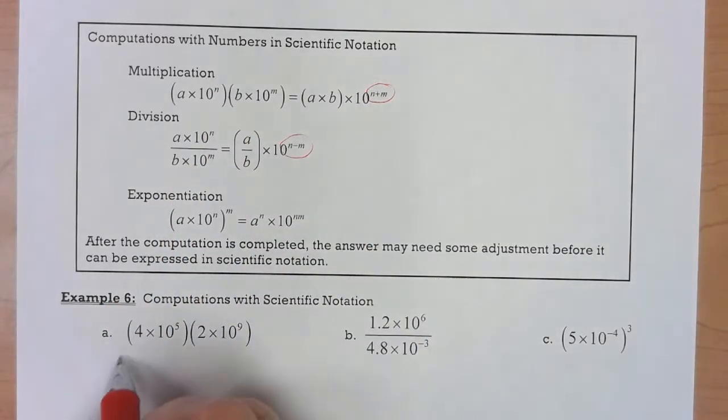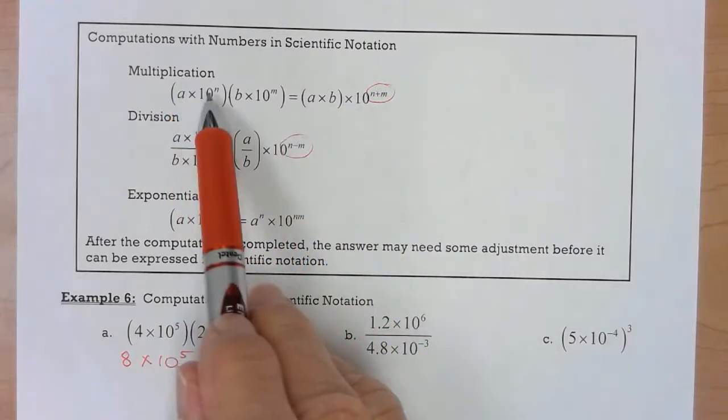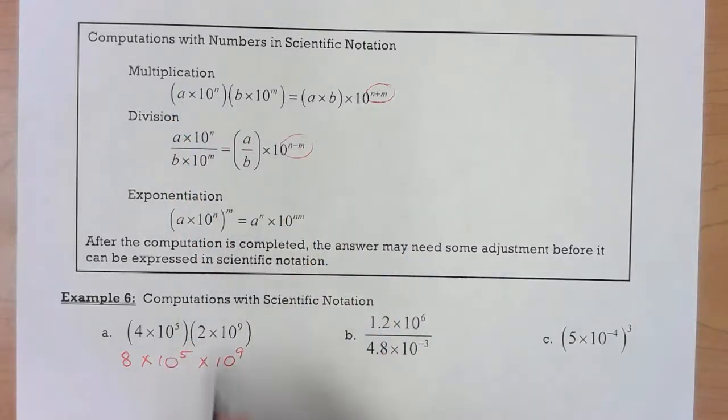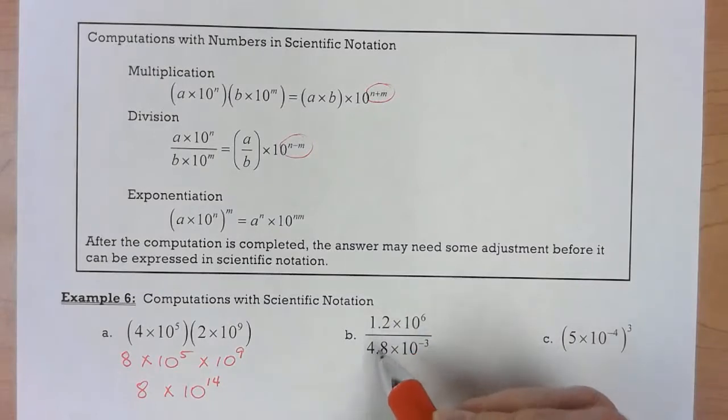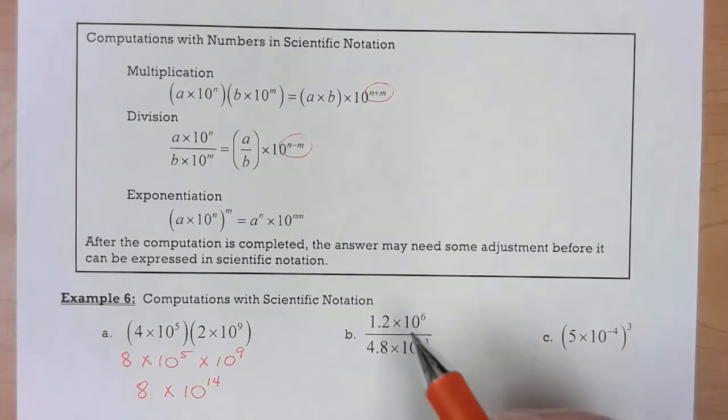So 4 times 2 would give me 8 times 10 to the 5th times 10 to the 9th. So that would be my multiplication rule up here. That means I have to add my exponents. Now that one is completed because it's in the correct scientific notation form. No decimals, no fractions are allowed in scientific notation.